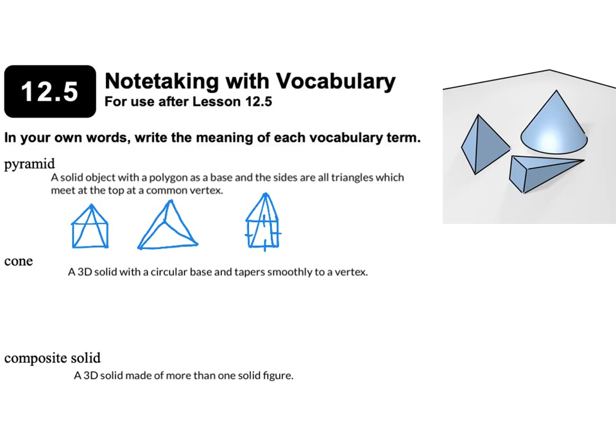A cone is also a 3D solid. It also has a vertex at the top. The difference is the base is always a circle on a cone. So there would be an example of a cone. This would be a right cone. A composite solid is a 3D solid that's made of more than one solid figure. So you may have a prism with a little pyramid on top, for example. So that would be a composite solid.